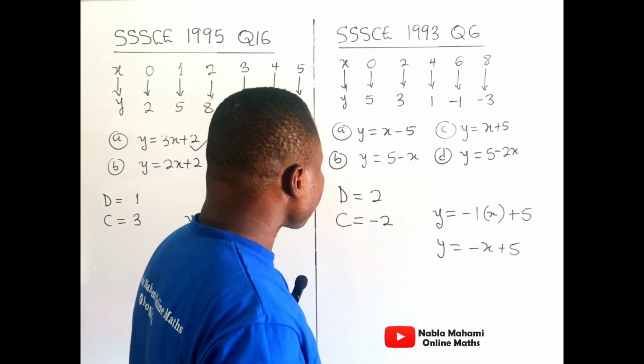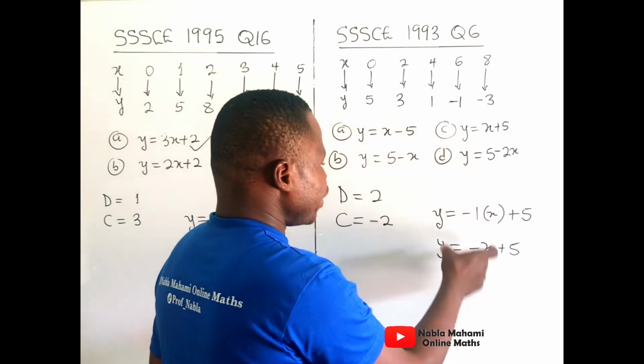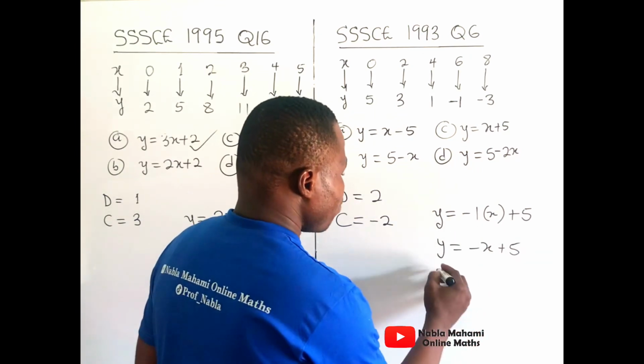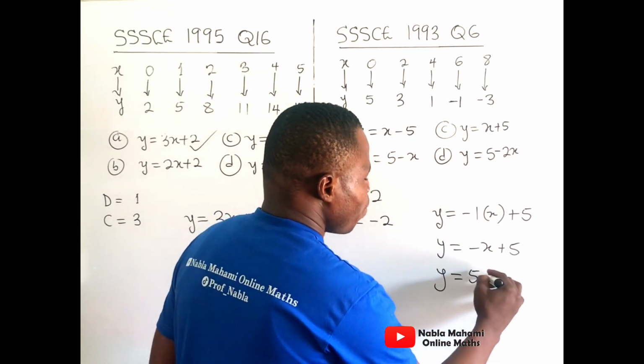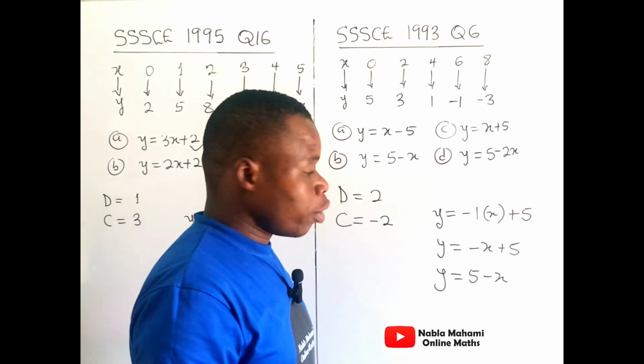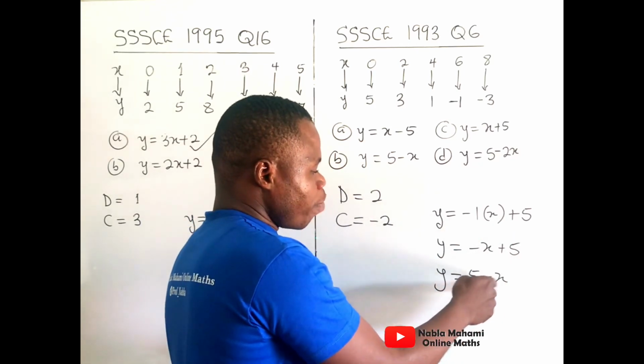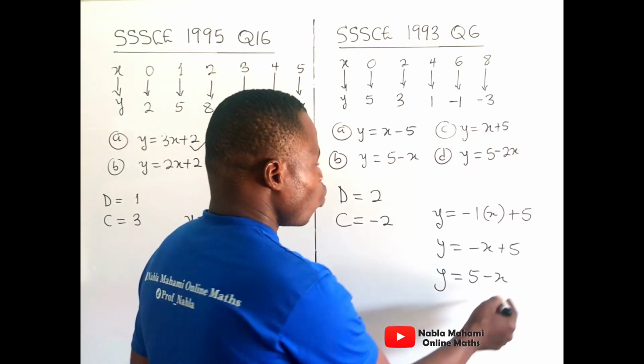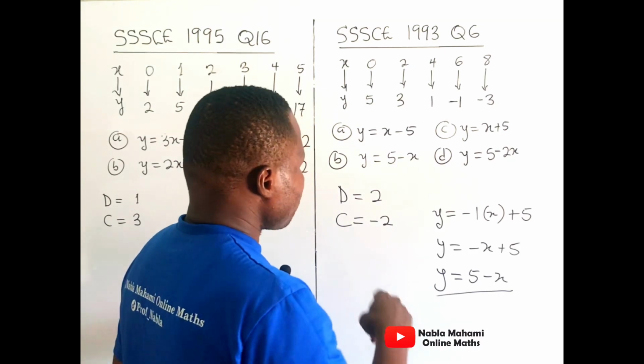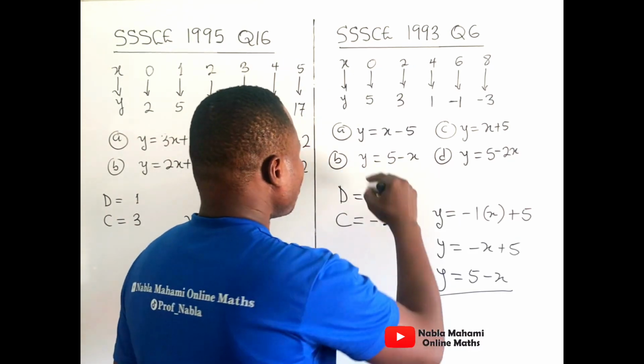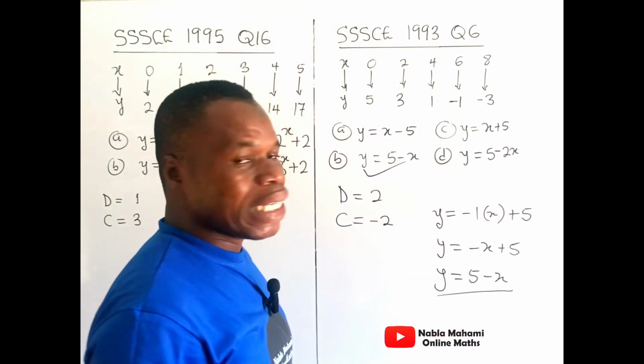So let's check. You can see that this format is not there. So we can rewrite it by saying that y is equal to 5 minus x. I'm just changing their positions. -x plus 5 is the same thing as 5 minus x. So we can now cross-check. Which one is that? That is this particular one. So for this question, the answer is B.